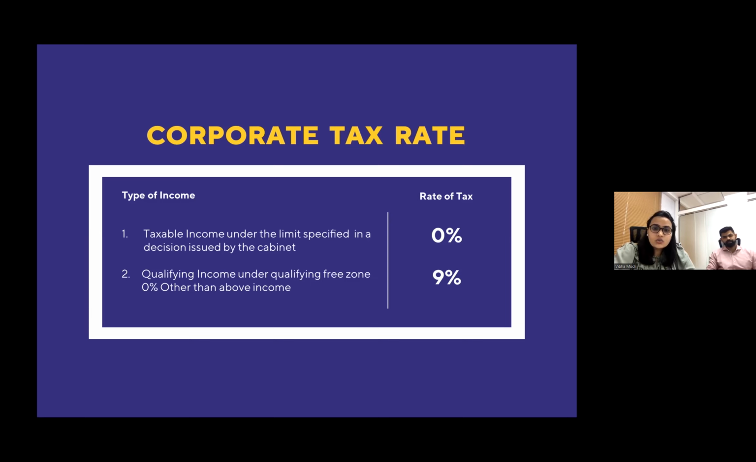So what will be the qualifying free zone? They have mentioned that thing. I will explain that in the later slides. Other than these incomes, the limit specified and the qualifying income under the qualifying free zone, all the income is taxable at the rate of 9%. As per the consultation document in the decree law, they have not mentioned the rate also. So I think those changes will not be there because they have come up with the framework. So it is going to be the 9% majorly.